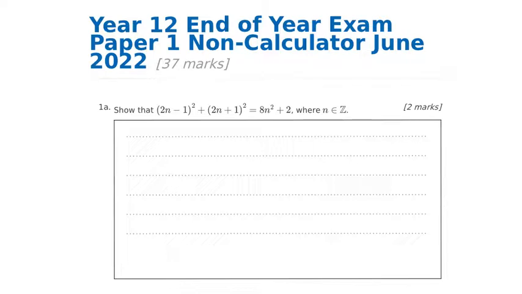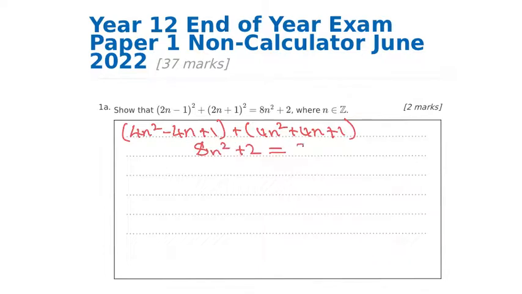So expand 2n minus 1, you get 4n squared minus 4n plus 1. Expand 2n plus 1, you get 4n squared plus 4n plus 1. Add those together, you get 8n squared plus 2, which is equal to the right-hand side, which is 8n squared plus 2. Therefore, equal.